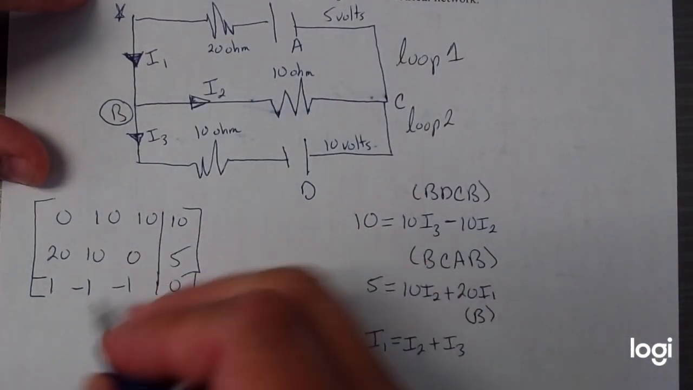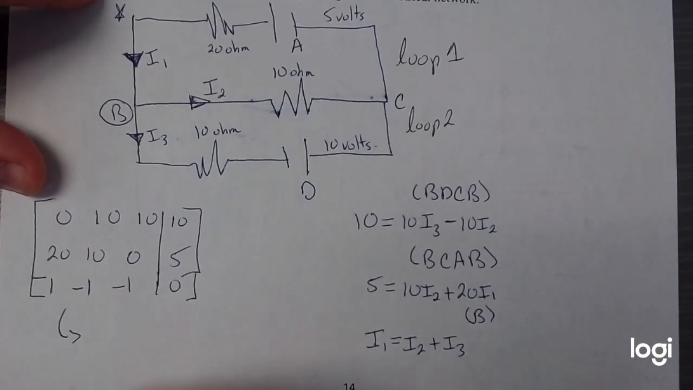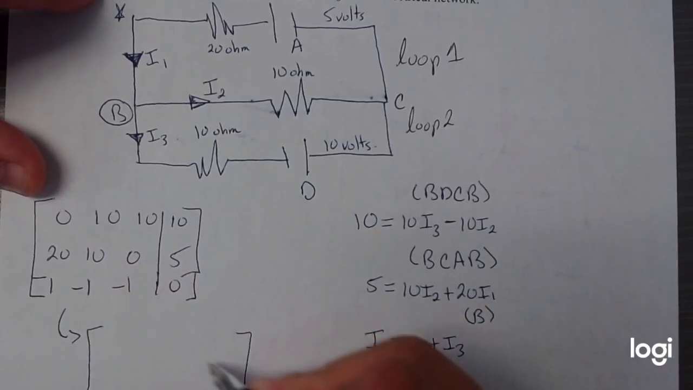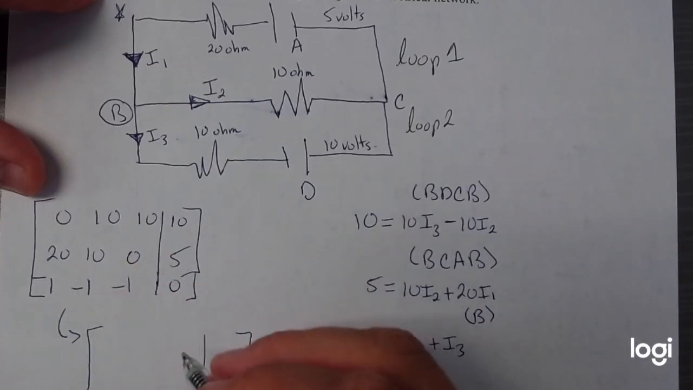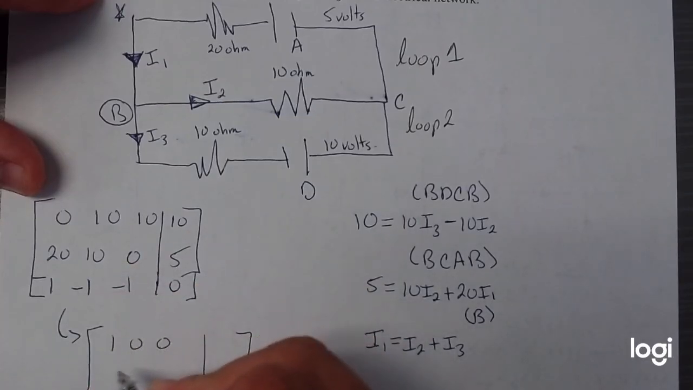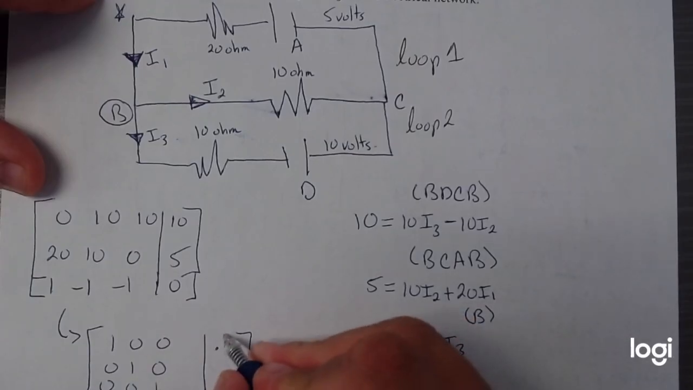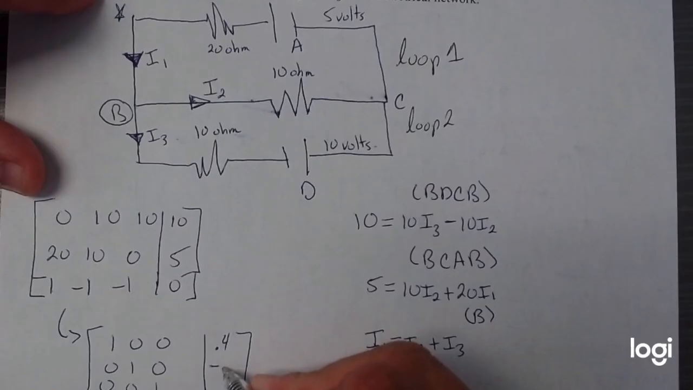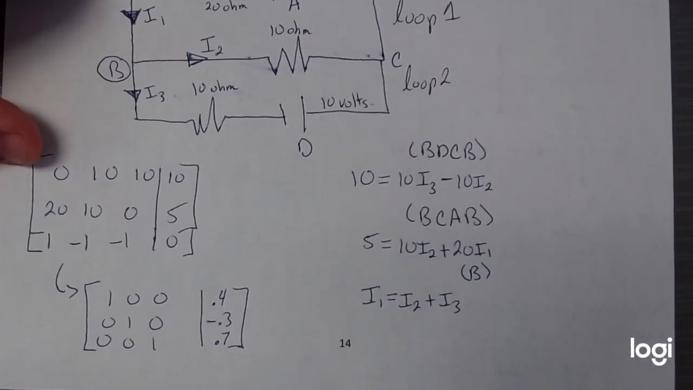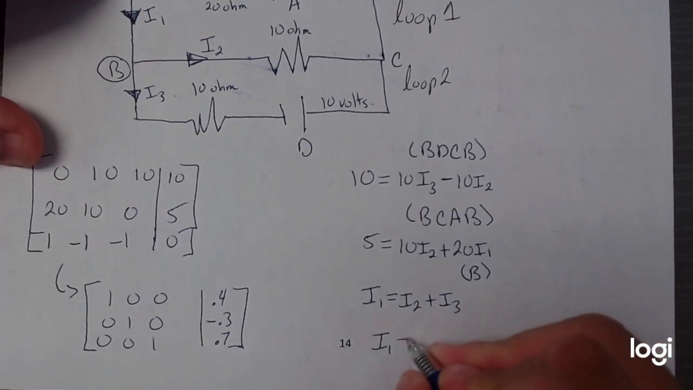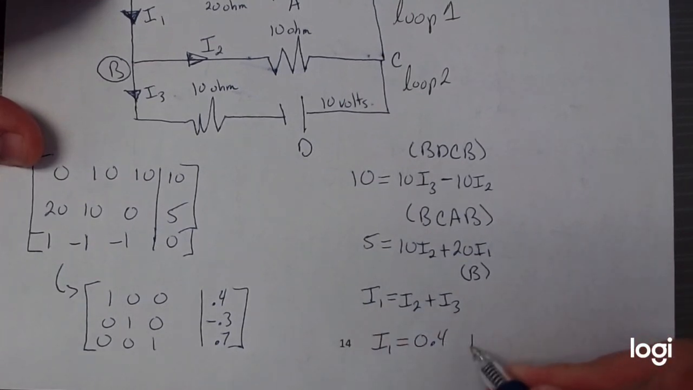And if you notice, it's actually not that bad to do by hand, but I'll skip that step for now. So after doing some calculations, we get an answer. And the best part is we get an actual unique answer. Okay. So therefore, current 1 is 0.4, current 2 is negative 0.3, and current 3 is 0.7.